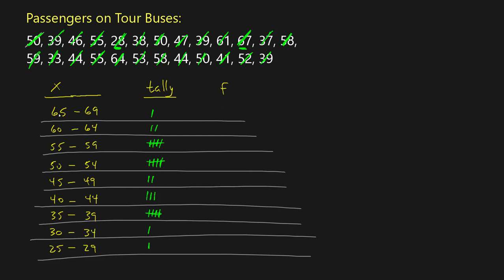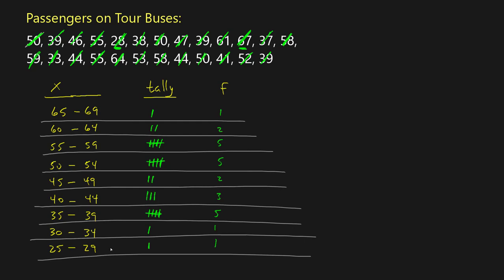So my frequency in the 65 to 69 category or class interval is just 1. I have 2 values that fall between 60 and 64. I have 5 values that fall between 55 and 59. I have another 5 values that are between 50 and 54. 2 values here, 3 values here. 5 values again sit between 35 and 39, and then only 1 in each of the lowest categories there.